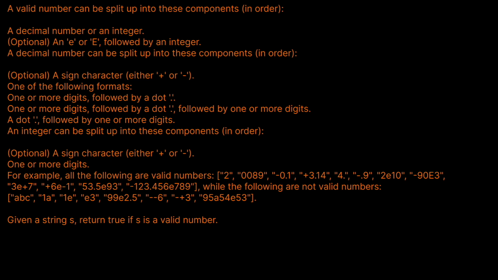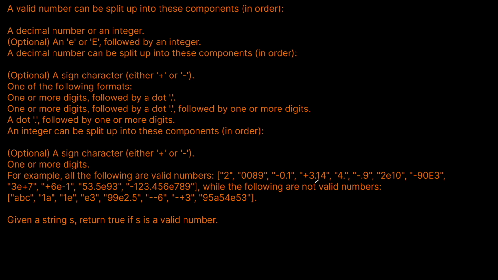Alright, a valid number can be split up into these components in this order: a decimal number or an integer, then an optional e or E followed by an integer. This represents scientific notation. A decimal number can be split up into these components in this order: a sign character, plus or minus, then one of the following formats: one or more digits followed by a dot, one or more digits followed by a dot followed by one or more digits, or a dot followed by one or more digits. An integer can be split up into the following components in this order: an optional sign character, plus or minus, and one or more digits.